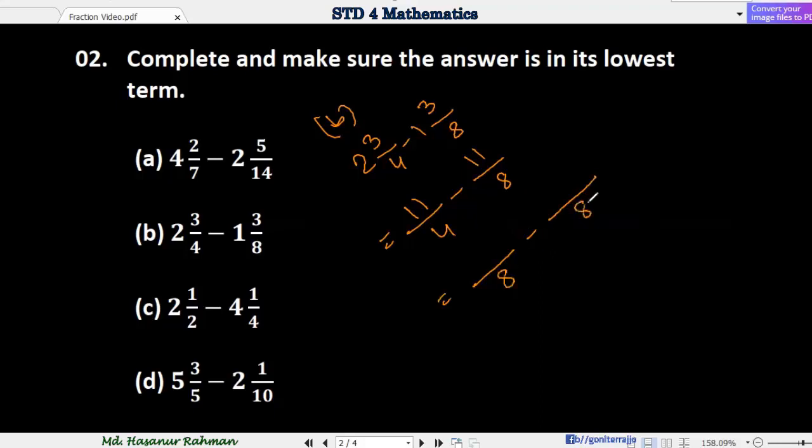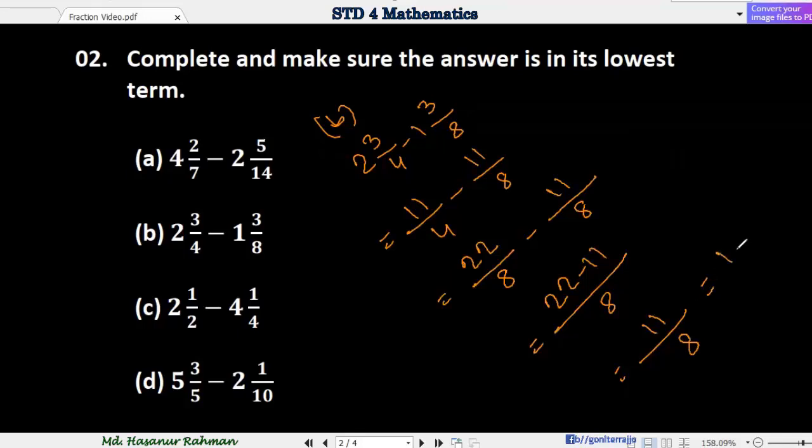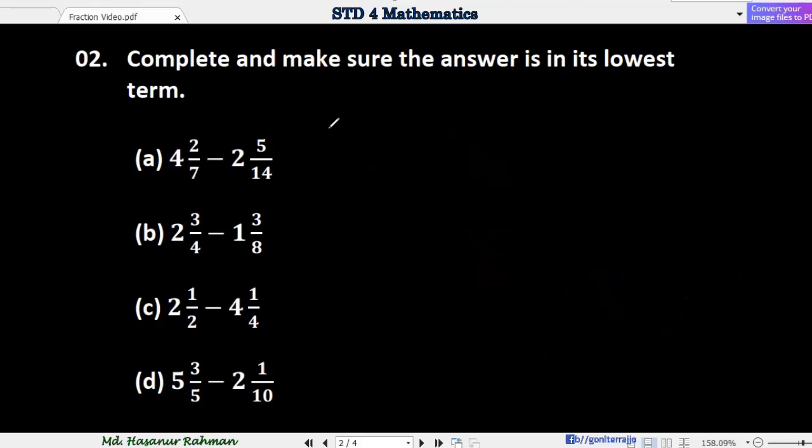So we have to write 8 at denominator and we have to find out the equivalent fraction of 11 by 4. So 4 times 2, that is 8, 11 times 2, that is 22. And there should be 11. So 8 and the numerator should be 22 minus 11, that is 11 by 8. And the answer should be 1 whole 3 by 8. Just converting this improper into mixed. Very simple problem.